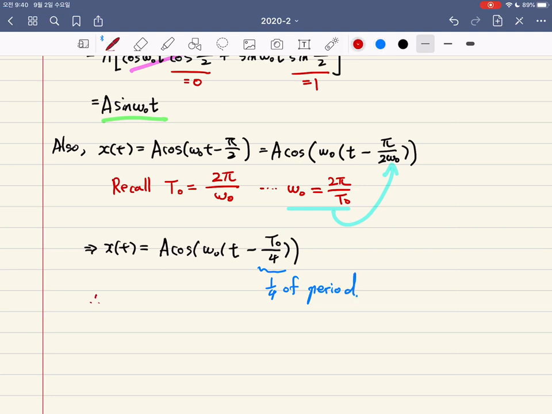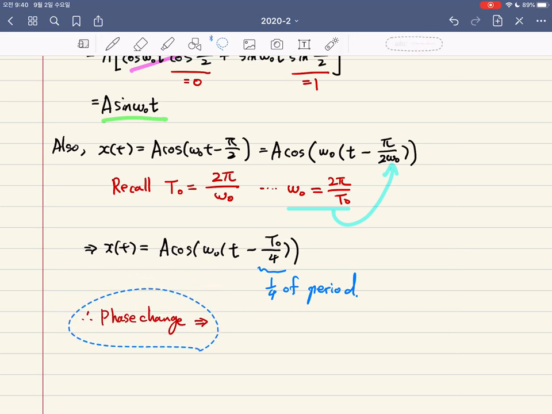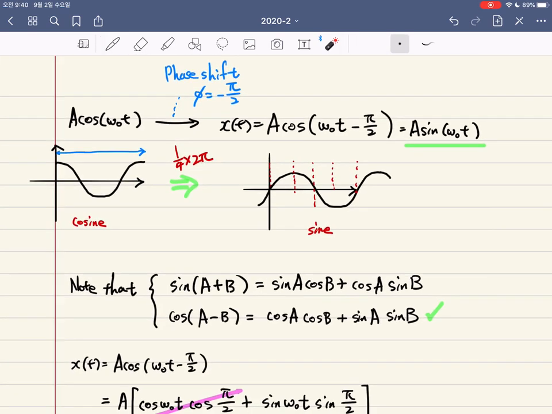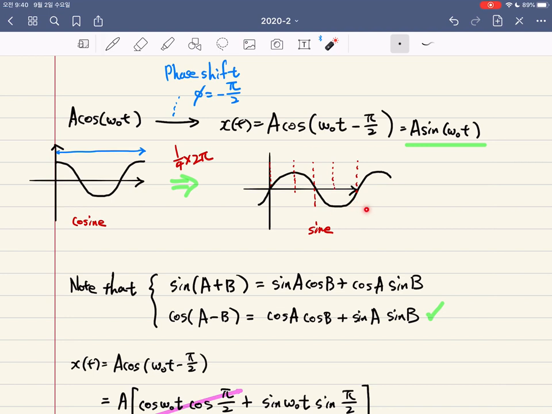So you can say that the phase change in a continuous time sinusoidal signal also refers to a time shift. You can always say that. So this kind of phase shift also refers to the time shift as a quarter of the period.